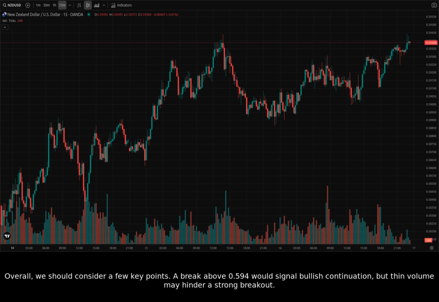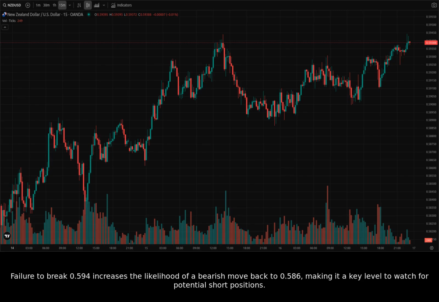A break above 0.594 would signal bullish continuation, but thin volume may hinder a strong breakout. Failure to break 0.594 increases the likelihood of a bearish move back to 0.586, making it a key level to watch for potential short positions.